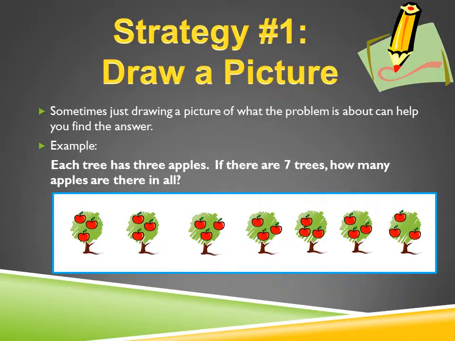Strategy 1 is draw a picture. Sometimes just drawing a picture of what the problem is about can help you find the answer. For example, each tree has 3 apples. If there are 7 trees, how many apples are there in all?